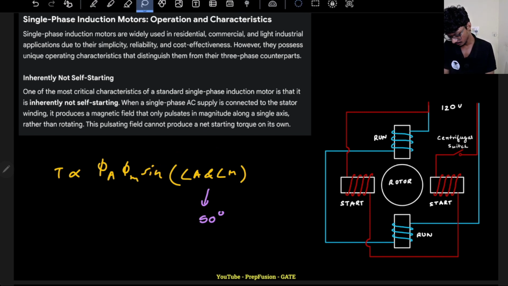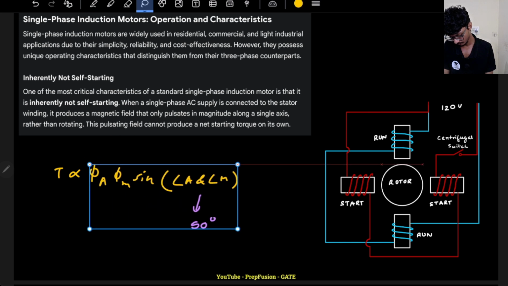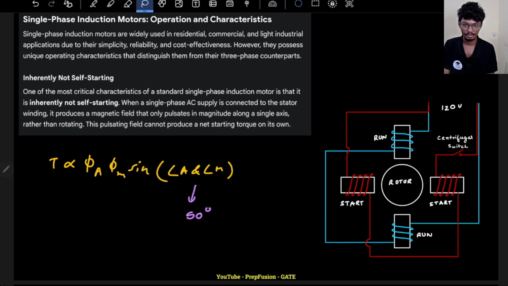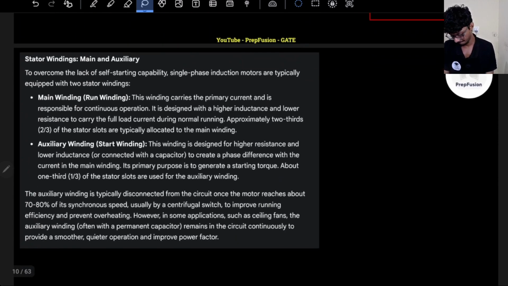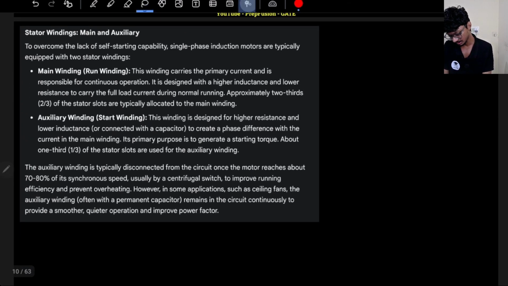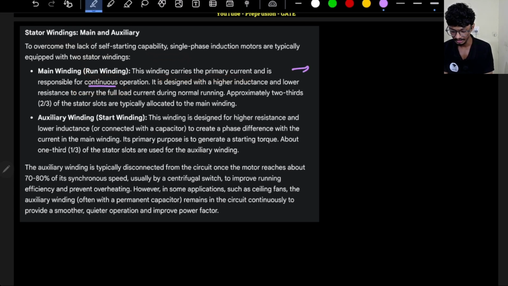Okay, now one important point, the same thing, stator windings, main and auxiliary. To overcome this lack of self starting, the main winding is the running winding. This winding carries the primary current and is responsible for continuous operation, so the rating will be higher. So here the current value will be higher. Okay, so it has to be a thick winding.